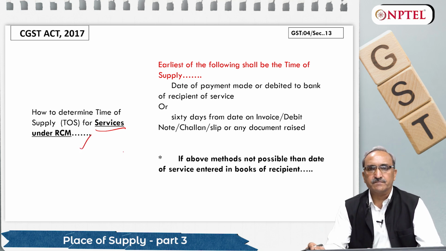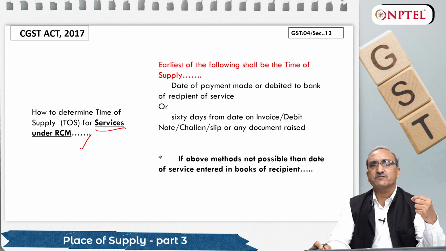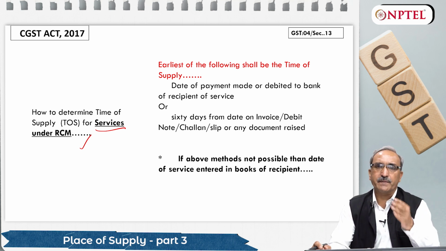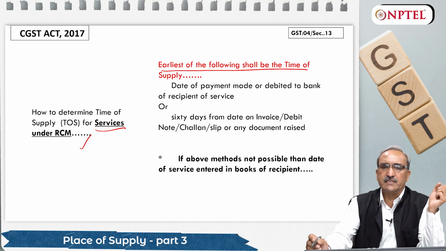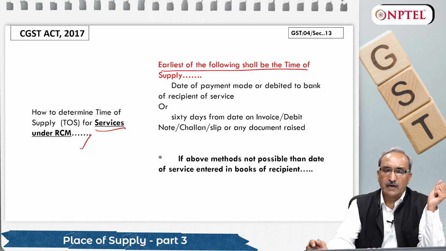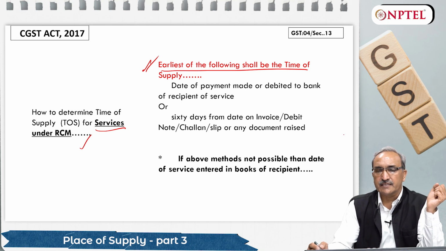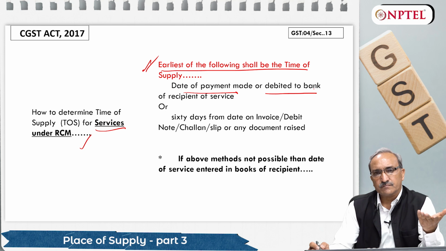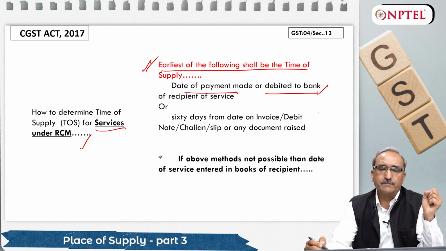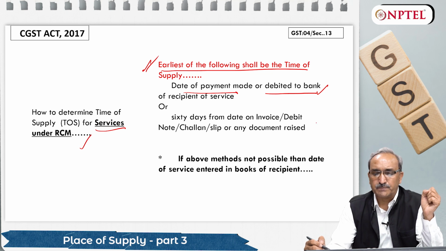Now in case of services, I showed you the list of services like advocate service, director services, GTA services, which are under reverse charge mechanism. How will point of supply be decided so that tax can be paid accordingly in that particular month? It says earliest of the following dates: date of payment made, meaning when payment is made for this particular service, or debited to the bank of the recipient, meaning when payment is released to the bank by the recipient.